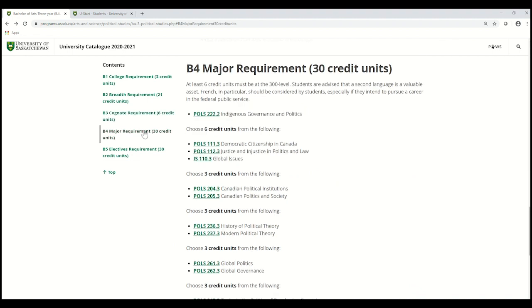Moving on to the major requirement, I'll just point out again that this is a 3-year degree that we're looking at, so a 90 credit unit degree. And in this case, the major requirements are a full third of that degree. Again, there are only 6 credit units required at the 100 level, so at the first year level. So even if you're just thinking about majoring in political studies, you'll probably want to take at least 1, if not 2, first year classes in political studies, or in this case, international studies.